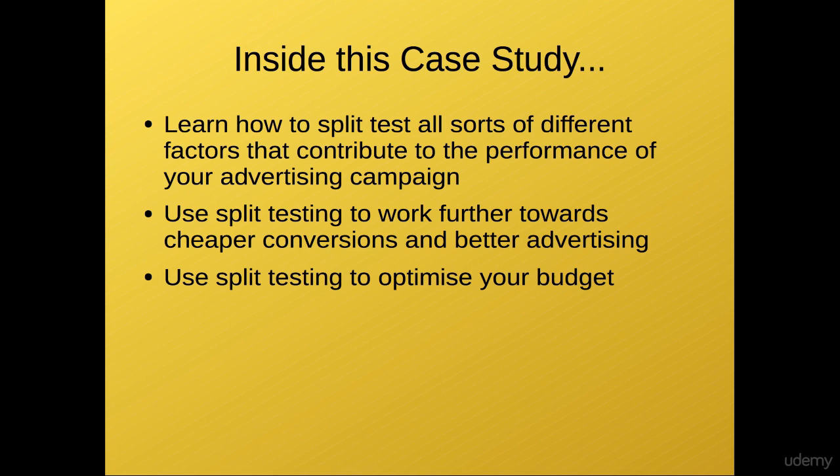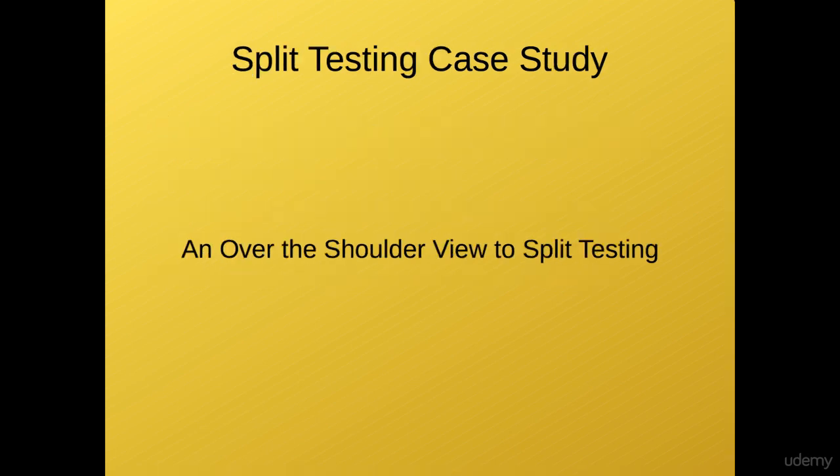And basically, we're going to use split testing to work towards optimizing our ad targeting and ad creative, which should, in theory, ultimately drive down our CPC and therefore give us more clicks per pound and therefore more conversions per pound spent. So what you do is basically optimize your budget through split testing several different things, from things on the ad set level to the ad creative level, to work out what works best for you and your audience, and basically how to get more clicks for the same price. So here we go. This is going to be an over-the-shoulder view to split testing.